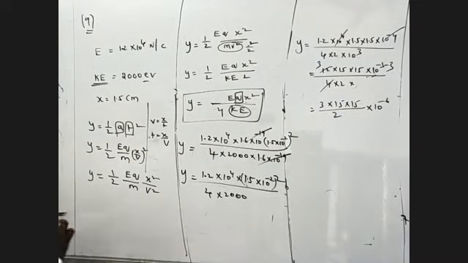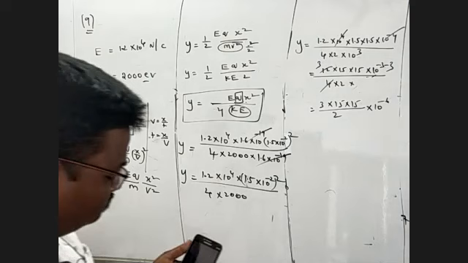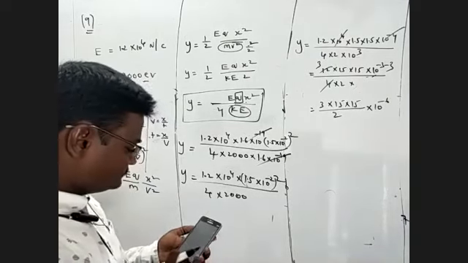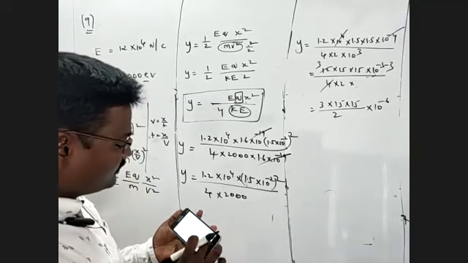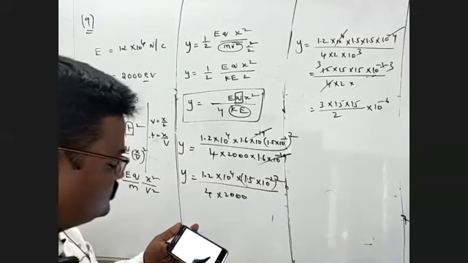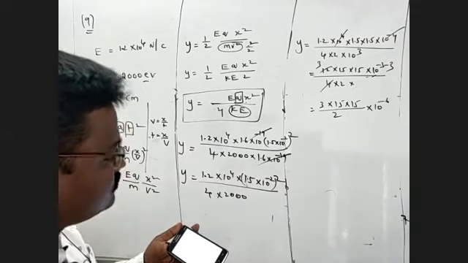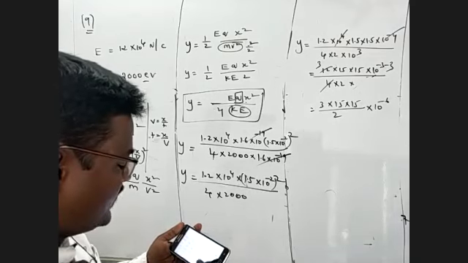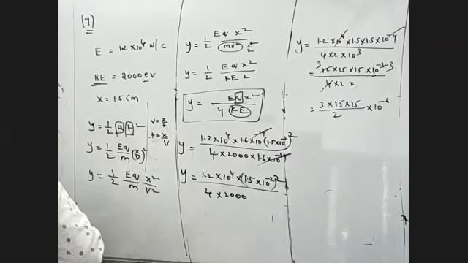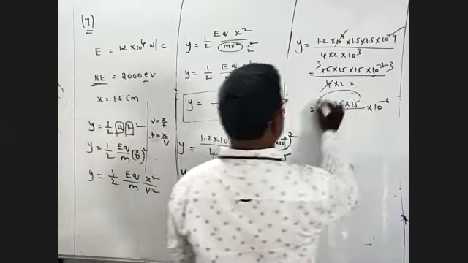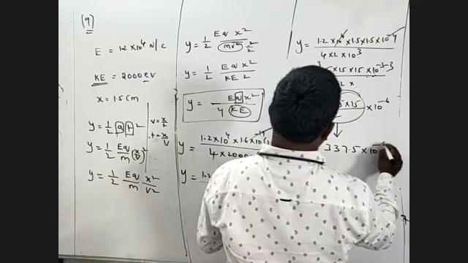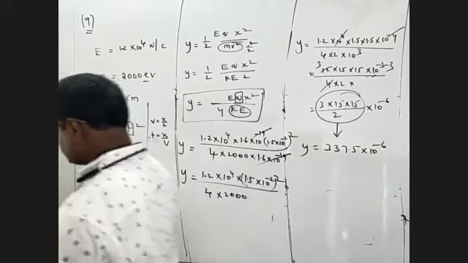That value is approximately 3 into 15 into 15, which is 675, by 2. This value is 337.5 into 10 power of minus 6. This is the y value.